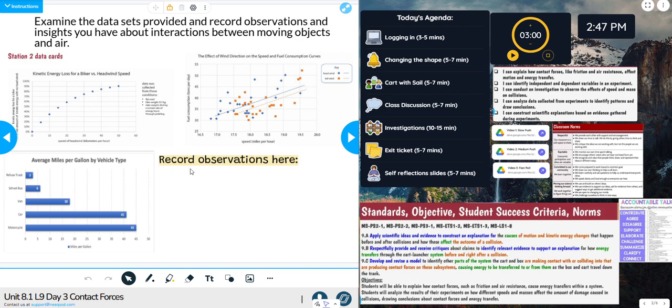So what do you notice? What do you wonder? Record your observations on the slide. Pause the video to add your answers.